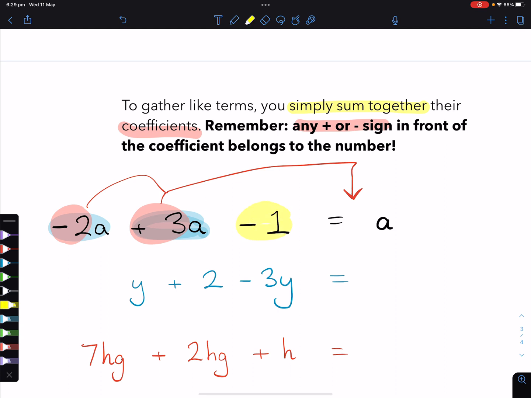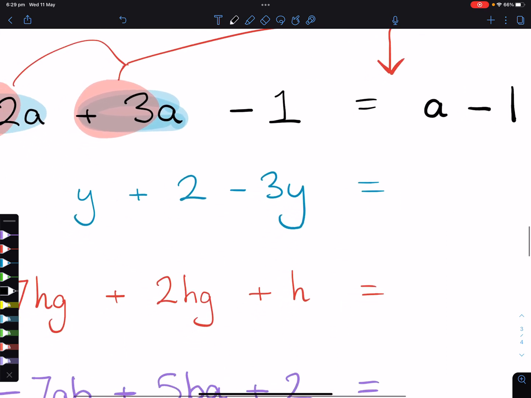Because the -1 has no friends right now, has no like terms to be gathered with, it just gets left alone and stays as it was. That's how we do it. Let's try this next one down.